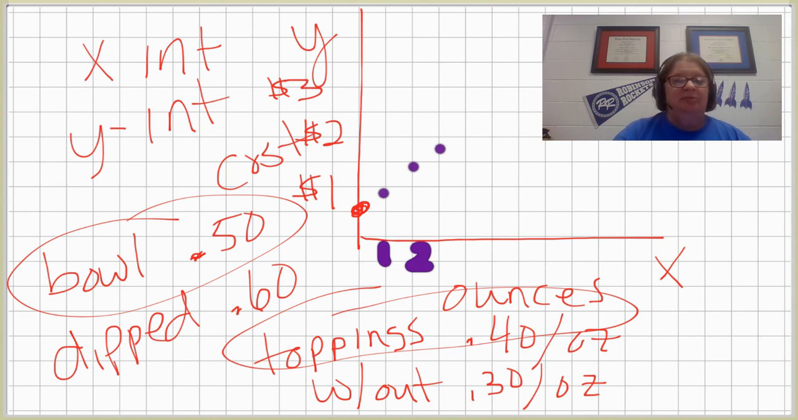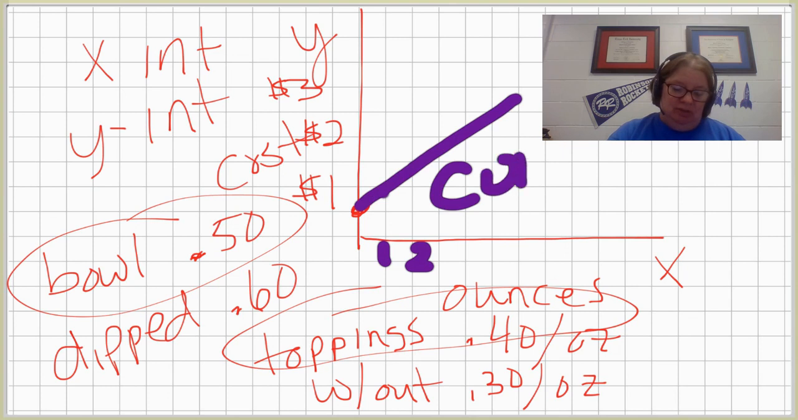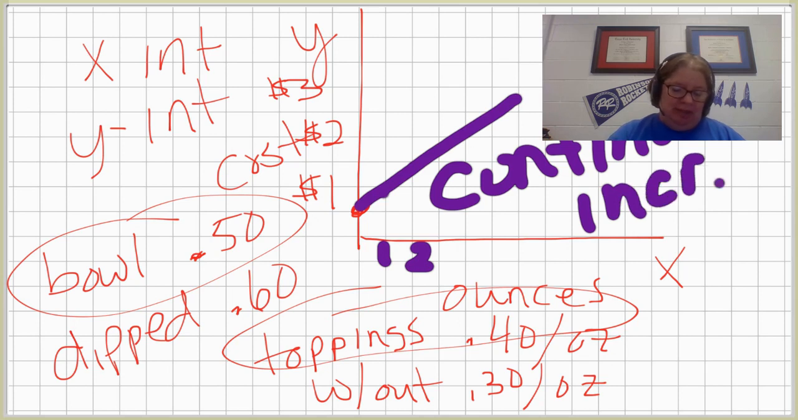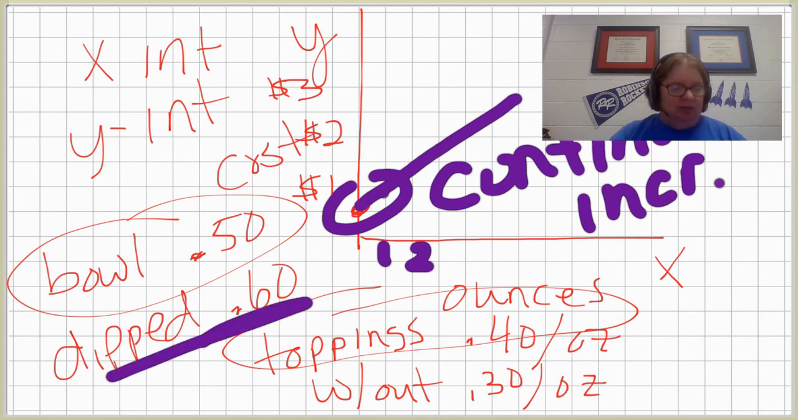Okay. Do you see this is going to be increasing, right? Would we connect these? Is it discrete or continuous? Can we have 1.5 ounces or 1.2 ounces, 1.3 ounces? Sure. So it's continuous, increasing. We talked about the y-intercept here would be 50 cents. What if we change it to dipped? Then the y-intercept would be 60 cents. The y-intercept is where the x is 0. X-intercept is where the y is 0.